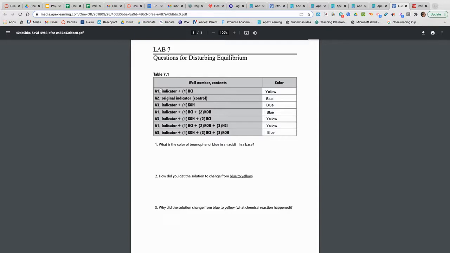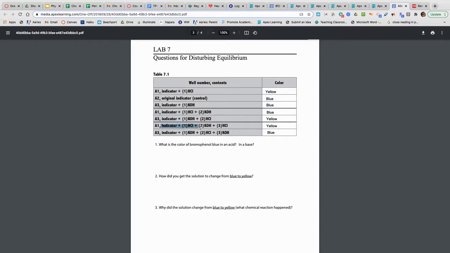A1 is indicator in HCl. Obviously, it's yellow in color, because bromothymol blue is yellow in an acid, and this is just acid. But here, you're adding a base. KOH is a base. It has hydroxide in it. When you add the base, it turns blue. Here is A3, indicator and KOH. KOH is the base. It is initially blue. And then here, you add the acid. Notice, it turns yellow.